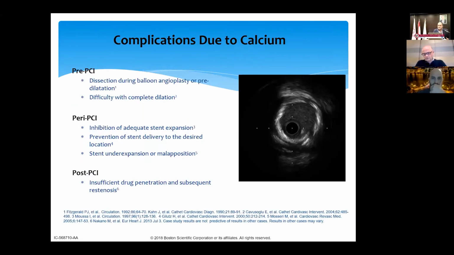Such complications due to calcium before PCI, like dissection during balloon angioplasty or predilatation and difficulty with complete dilatation. During angioplasty, inhibition of adequate stent expansion, prevention of stent delivery to desired location, and the stent under-expansion or malapposition. And post-angioplasty, many studies say that the drug penetration was insufficient, especially in circular calcified lesions when stenting. So subsequently, we noticed the restenosis in-stent in the first year.